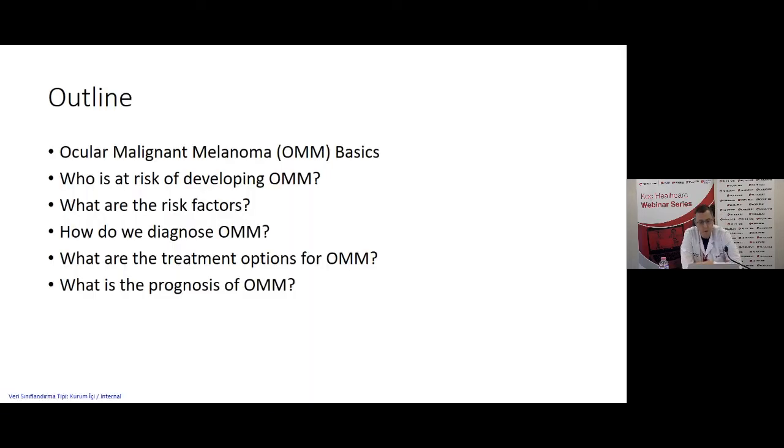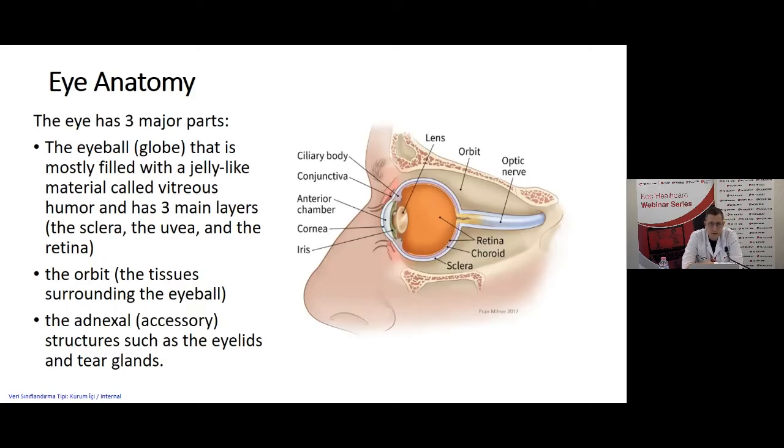So I'm going to talk about a little bit of ophthalmological basics to tell you about a little bit of anatomy. And then after that, I'm going to talk about ocular malignant melanoma, types of them, and the risk factors that we know of, and then how to diagnose it, and finally, how to treat it and how to decide on the prognosis and survival factors. So as you can see here, I'm going to talk about the eye anatomy in order to make you understand a little bit more about what we are talking about.